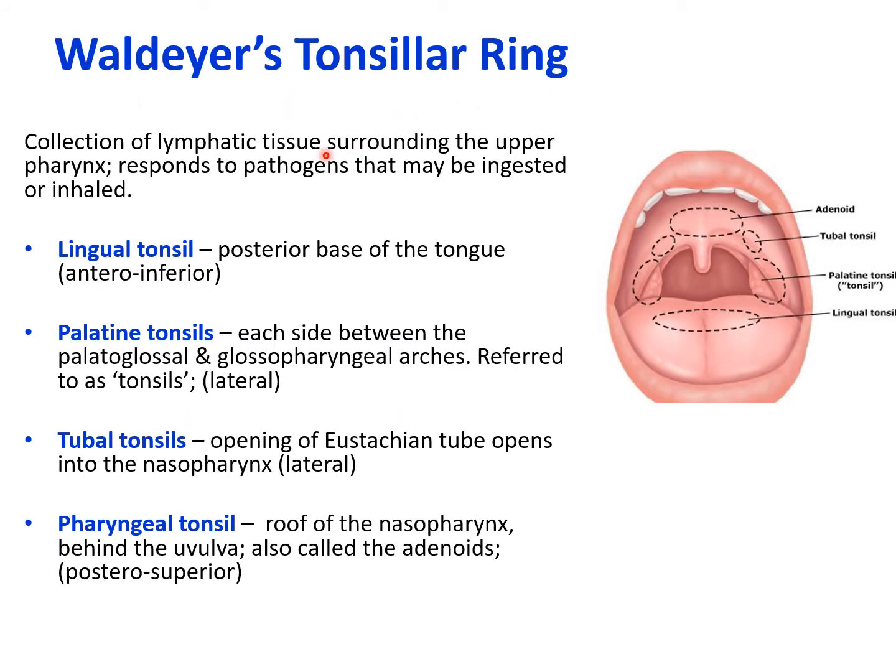The Waldeyer's tonsillar ring refers to a collection of lymphatic tissue surrounding the upper pharynx, and it responds to pathogens which may be ingested or inhaled. The Waldeyer's tonsillar ring includes four groups of tonsils: the lingual tonsil in the posterior base of the tongue, the palatine tonsils, which are bilateral and located between the palatoglossal and palatopharyngeal arches on either side, the tubal tonsils adjacent to the opening of the eustachian tubes, and again they are bilateral, and finally the pharyngeal tonsil, also referred to as adenoids, which is present in the roof of the nasopharynx.